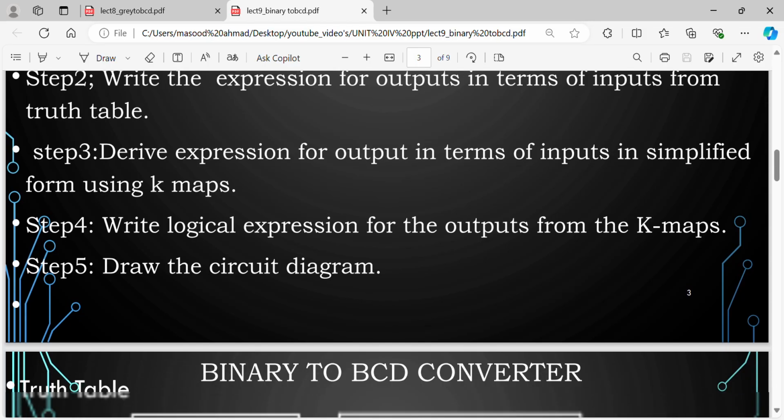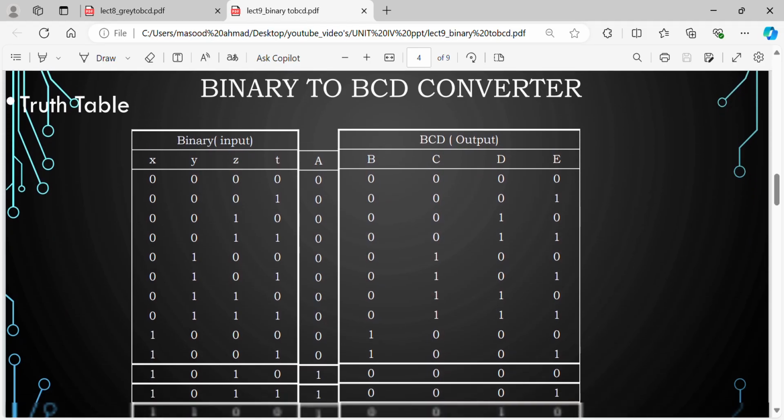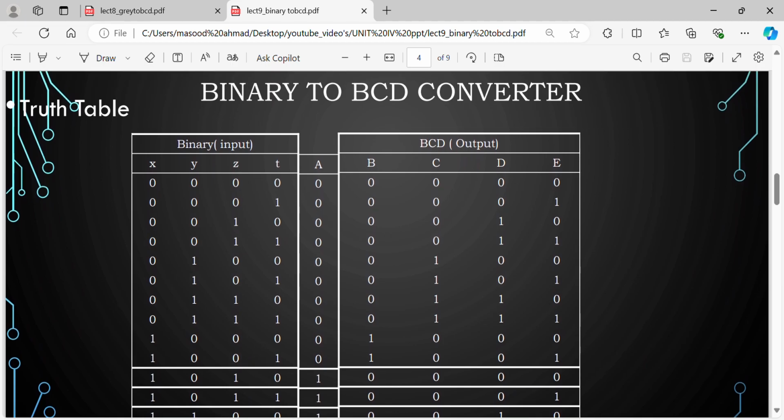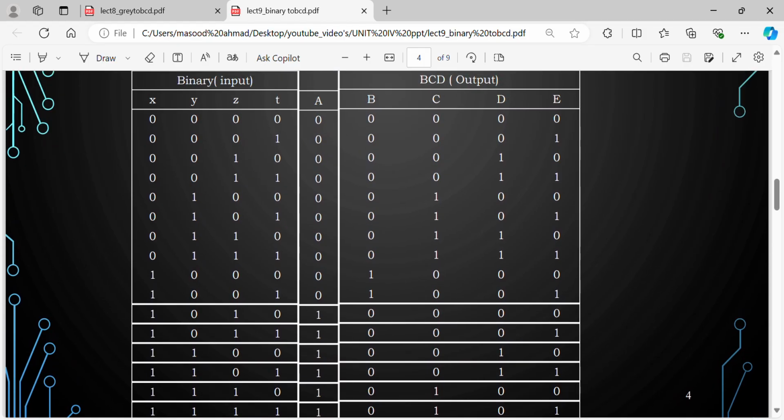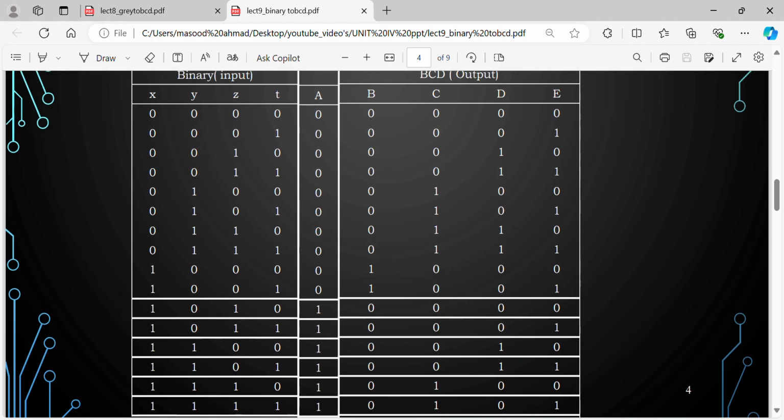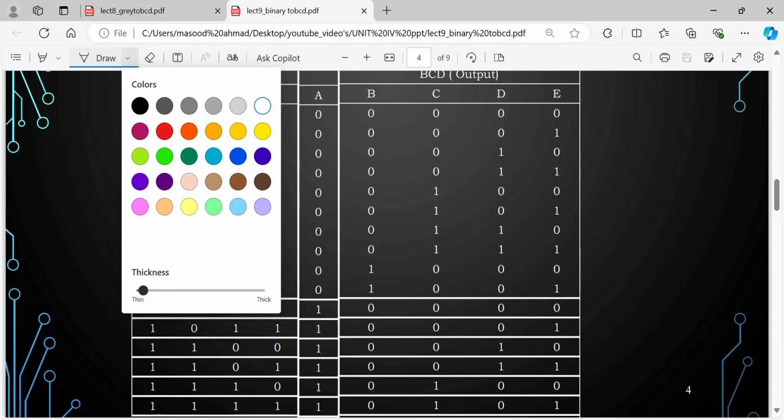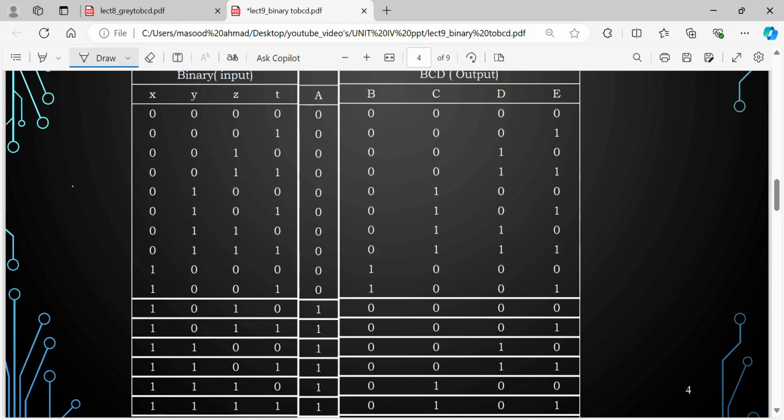So now we will look into step 1. In step 1, there is a truth table which will give the input output relations. The input is binary, the output is BCD. BCD stands for binary coded decimal. The binary inputs that we are trying to give are 4 zeros to 4 ones, all possible combinations, which is 2 power 4 combinations. 2 power 4 is 16 possible combinations.